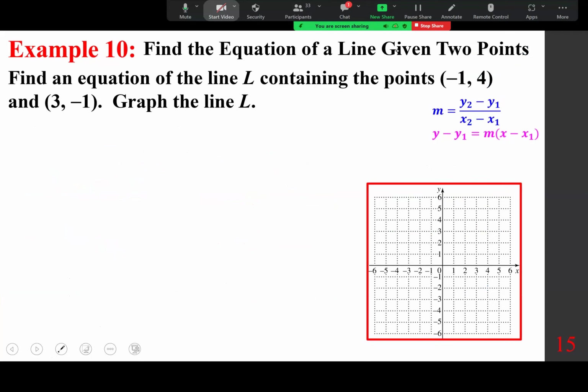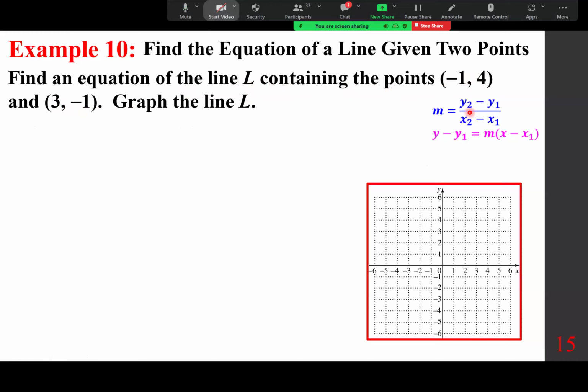Find the equation of a line given 2 points. Find an equation of a line containing the points (-1, 4) and (3, -1). By the way, you can plot those pairs easily and graph them. That's not a problem. However, if you want to come up with the equation of a line, the very first thing is to find the slope, rise over run.